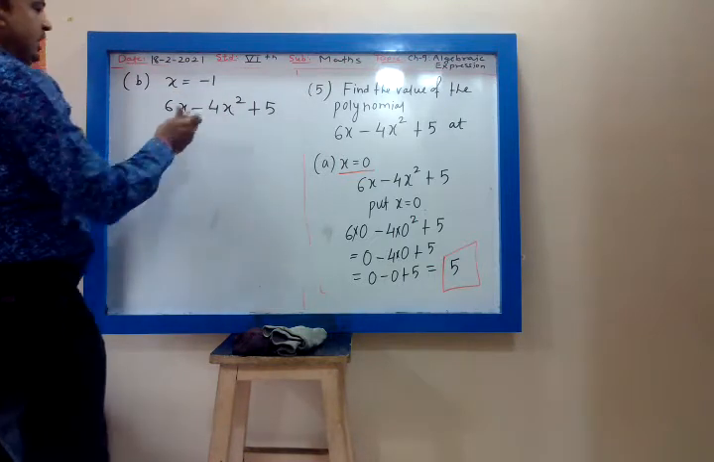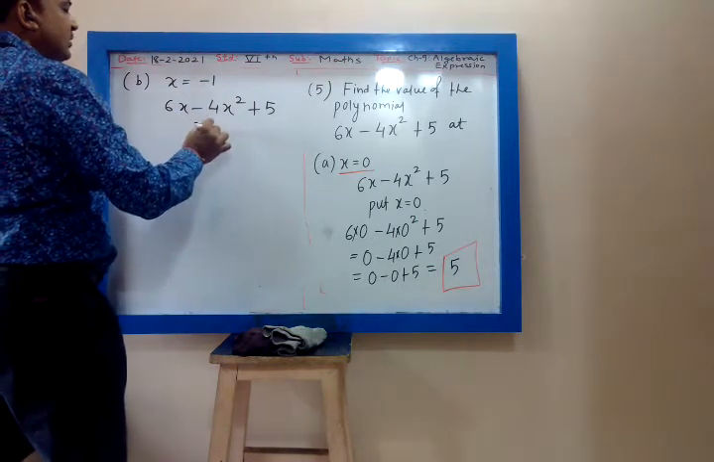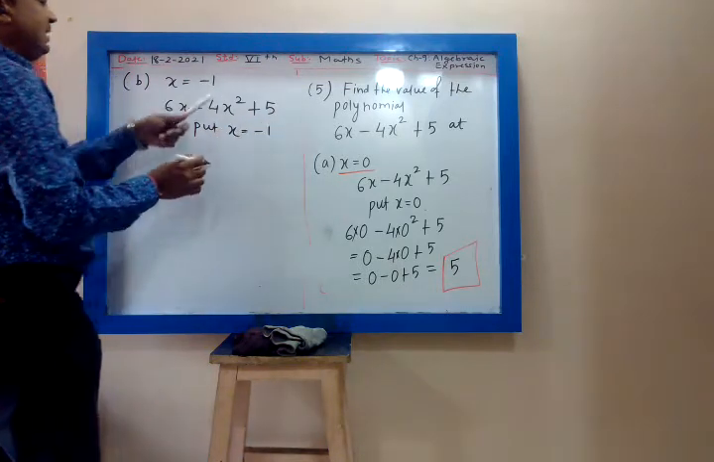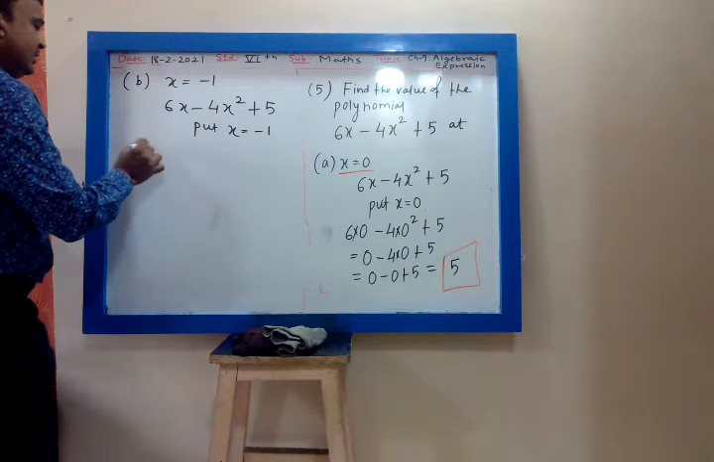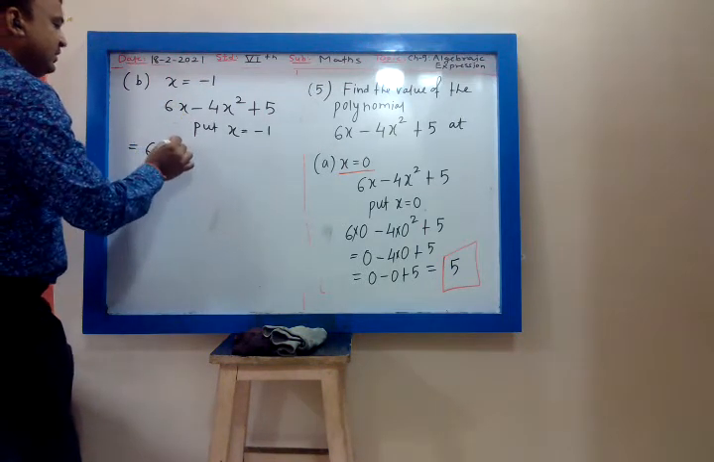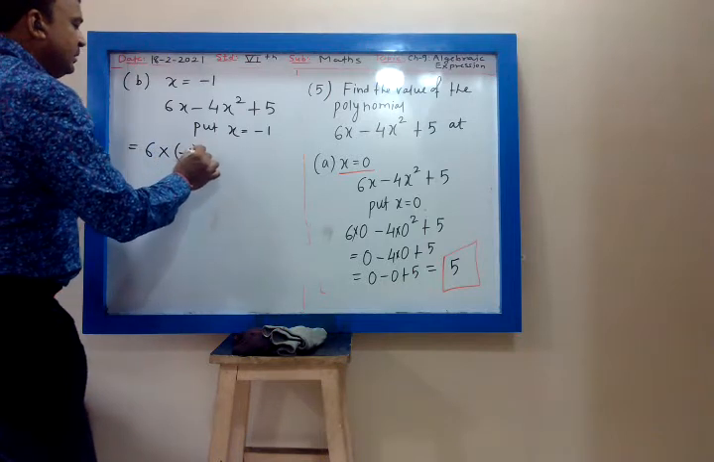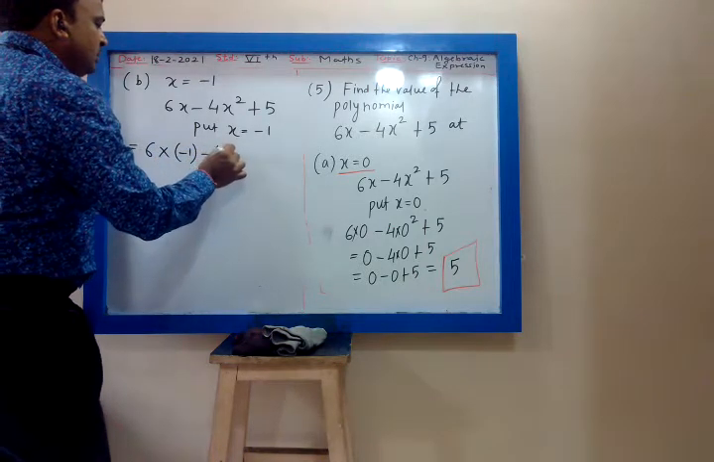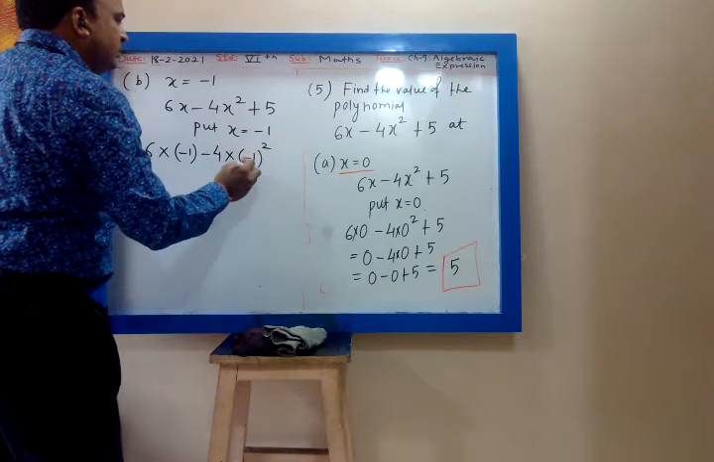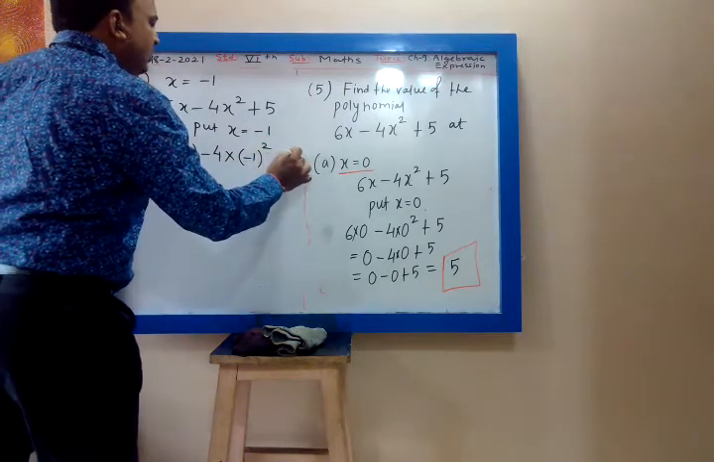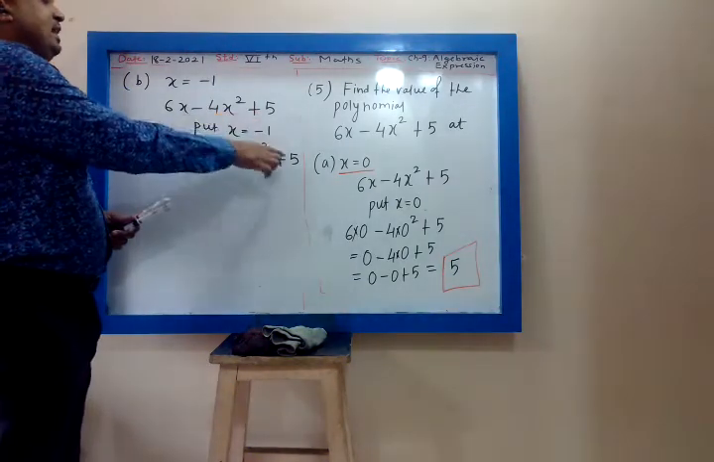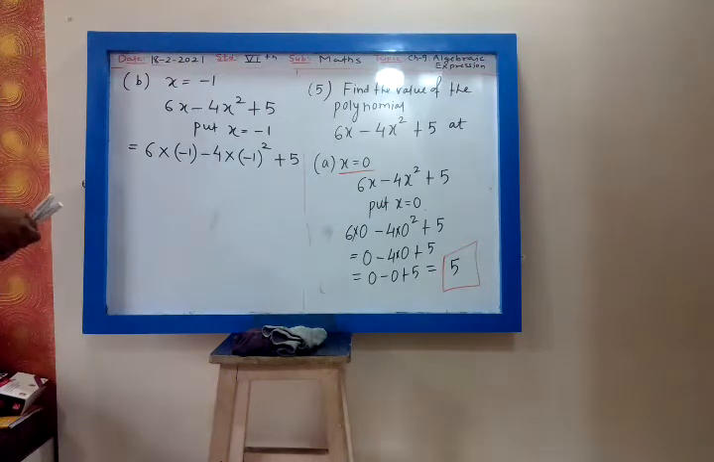So I will write put x is equal to minus 1. So replace x by minus 1. So you will get 6 into minus 1. 6x means 6 into x. 6 into minus 1. Then minus 4 into x is minus 1 raised to 2 plus 5. Only I will replace x by minus 1. 5 will remain 5 because there is no x.